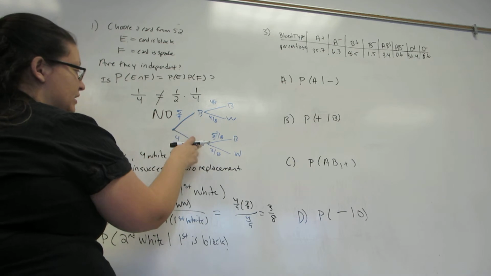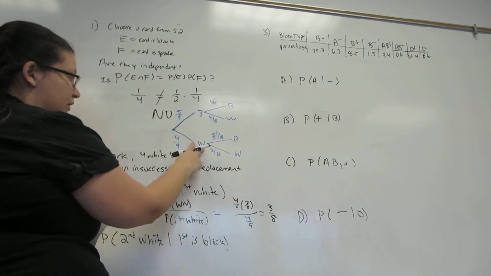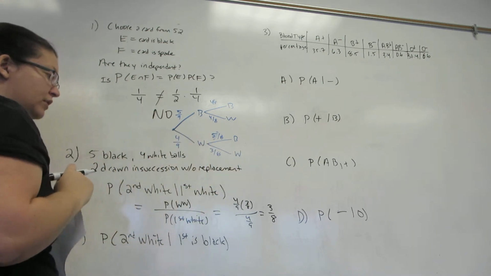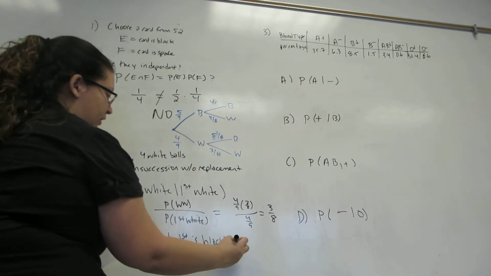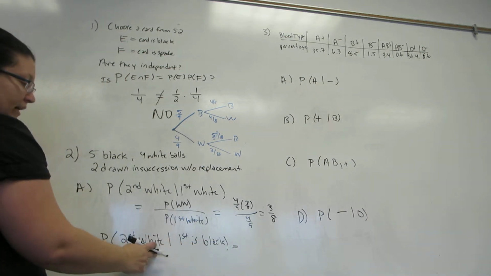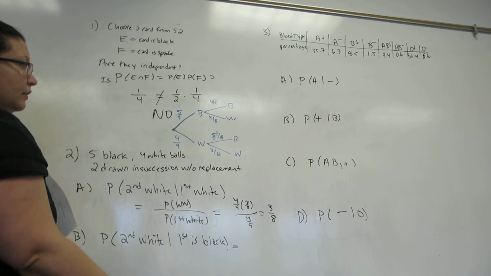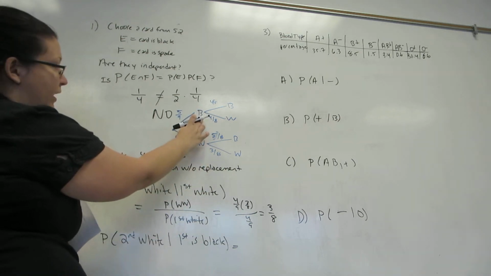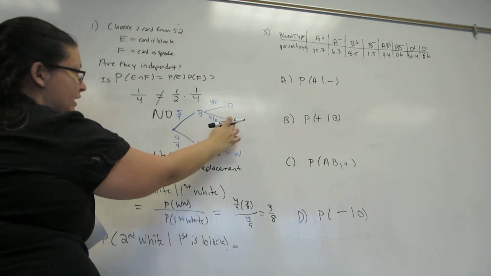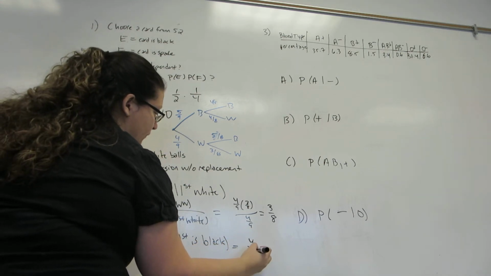Notice that's the same as if I just started at the first being white and followed the path to the second being white. So let's employ that method down here. I want the probability that the second is white given that the first is black. So I should be able to start at the first being black and say, what's the probability of ending here? 4/8.